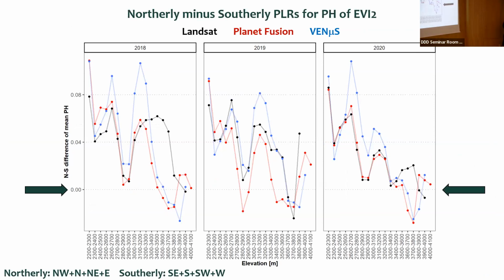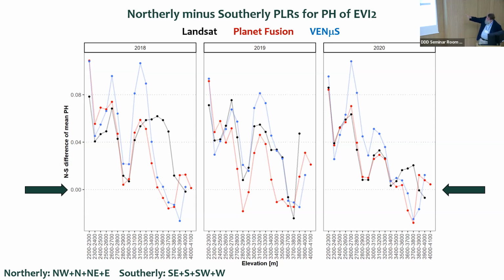Now let's look at the influence of aspect. So northerly versus southerly aspects, defined there at the bottom, again by elevation band. And now we're looking at the northerly minus the southerly difference in the mean peak height. Focusing on EVI2, the big arrows there indicate the zero line. So below a certain point, we have positive differences, higher peak heights on the northerly side than the southerly side. Then that changes as we get above a certain level.